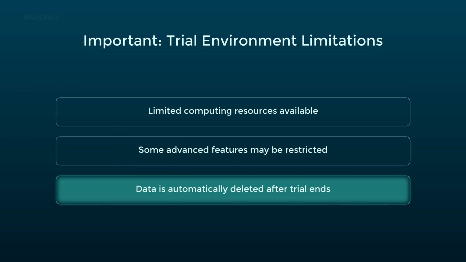Data is automatically deleted after trial ends. This means all your stored information gets permanently removed once your trial period expires. For example, if you tested an employee database, all records would vanish after 30 days. Always back up your trial data before the deadline to prevent irreversible loss.